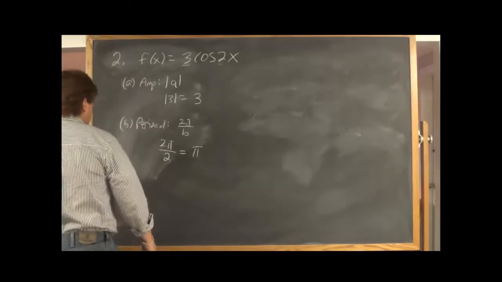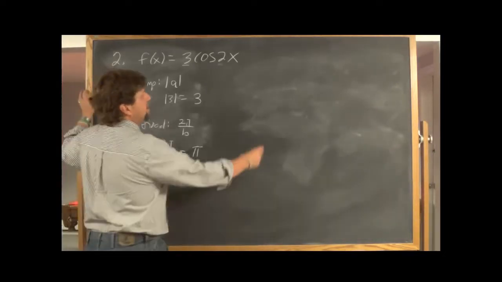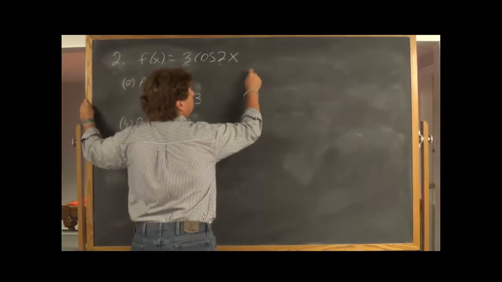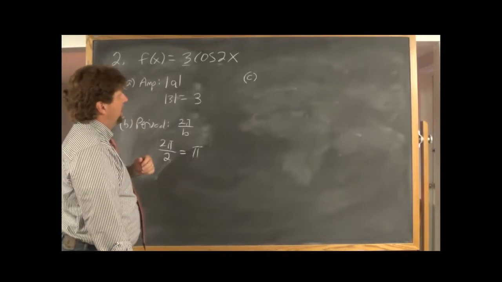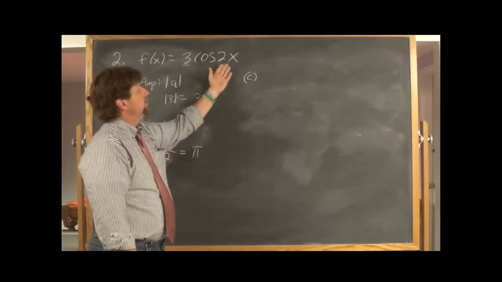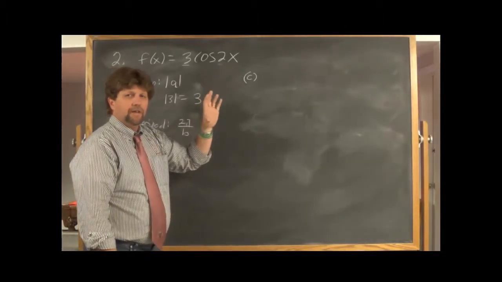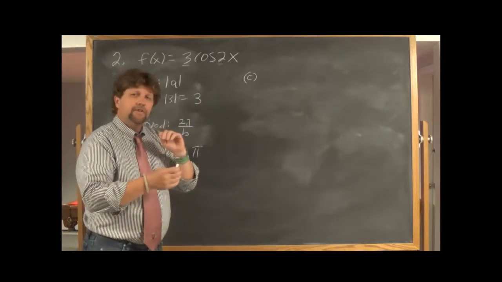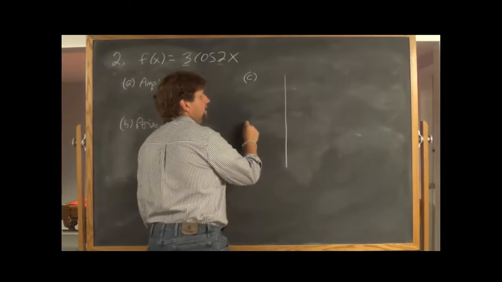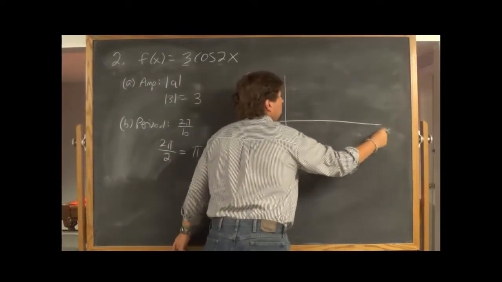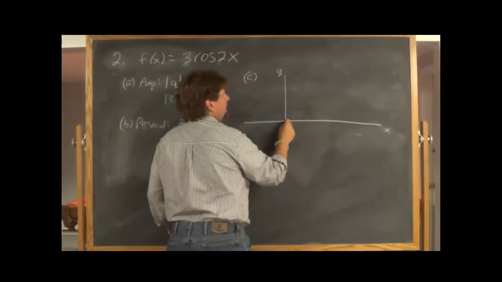So what I do is once I know the period, I know the period is pi, I observe that there's going to be no phase shift at all here. So that means with no phase shift, the left endpoint of one period is x equals 0.